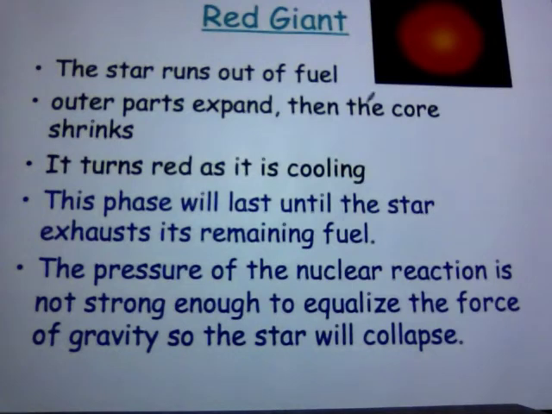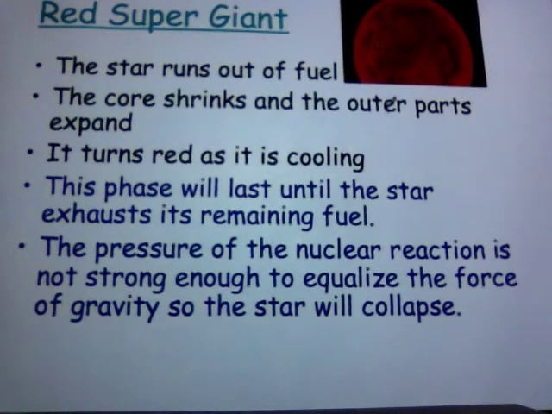The red giant. This is a new tab. When the star runs out of fuel, the outer parts expand, then the core shrinks. It turns red because it's cooling, and this phase will last until the star exhausts its remaining fuel. The pressure of the nuclear reaction is not strong enough to equalize the force of gravity, so the star will end up collapsing.